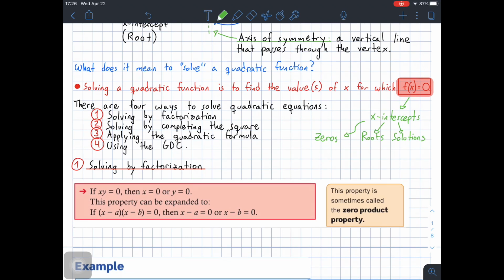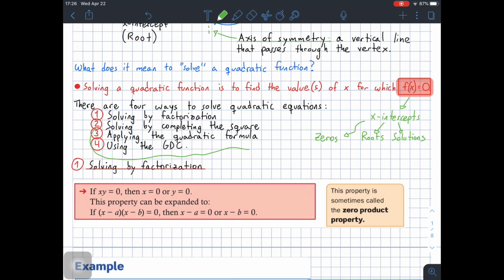Then we've seen the four different types of solving quadratic equations, which are solving by factorization, solving by completing the square, applying the quadratic formula, and using GDC. In the last class, we did exercises about the first two, okay?